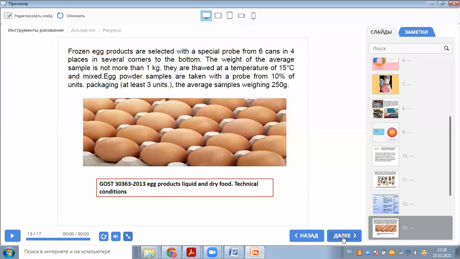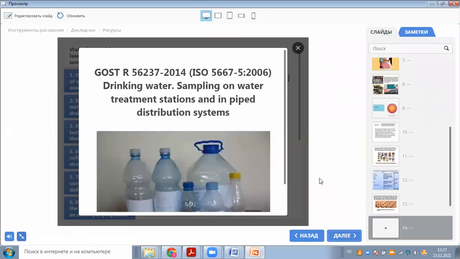Next, about taking samples from drinking water. In our country, we use the GOST of the Russian Federation, number 56237-2014. The title is Drinking Water, Sampling at Water Treatment Stations and in Pipeline Distribution Systems.